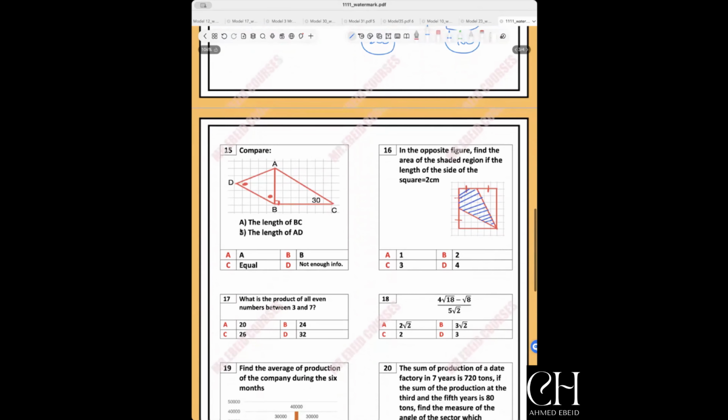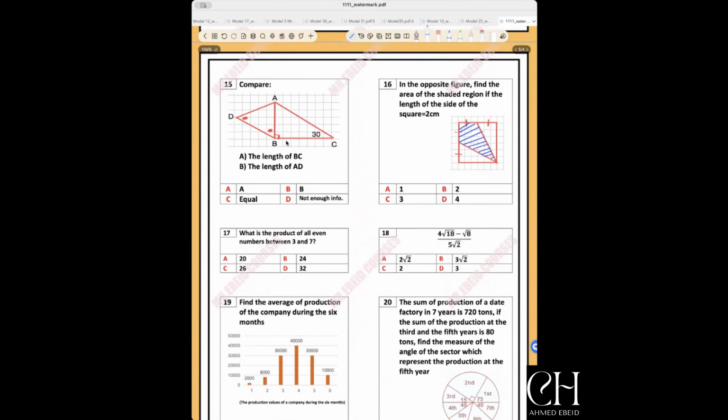Let's move to question 15. Compare the length of BC, this side, and the length of AD, this side. You have two triangles here. This is a 30-60 triangle, and this is an isosceles triangle because you have two angles equal in measure. You know that in a 30-60 triangle, if the side opposite the angle of measure 30 is x, then the hypotenuse is 2x, and the third side is x root 3.